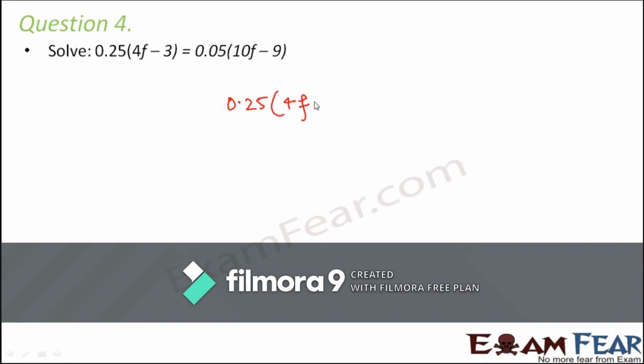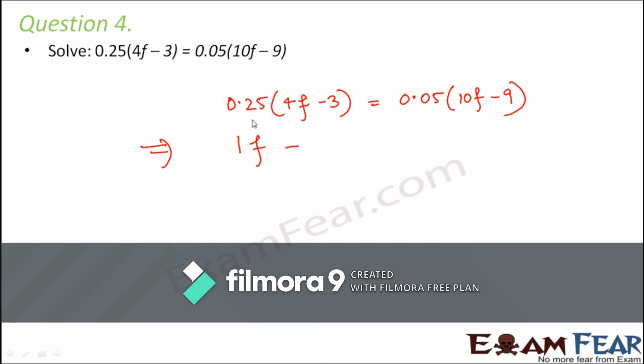0.25 into 4f minus 3 is equal to 0.05 into 10f minus 9. So this is also pretty simple and we will start solving it. So 0.25 into 4 is 1. So this is 1f minus 0.25 into 3 is 0.75 is equal to 0.05 into 10 is 0.5f minus 0.05 into 9 is 0.45.